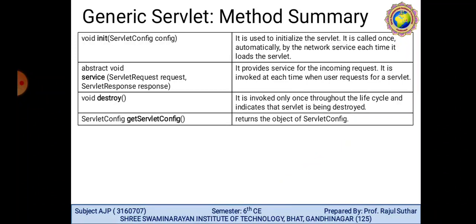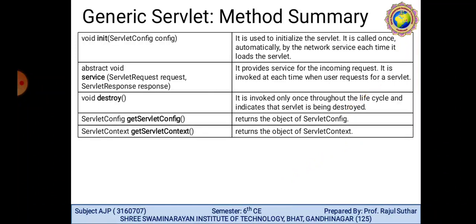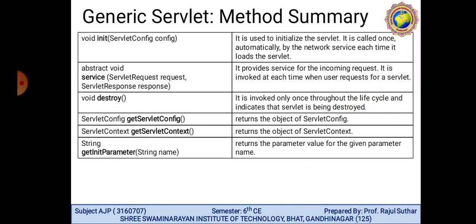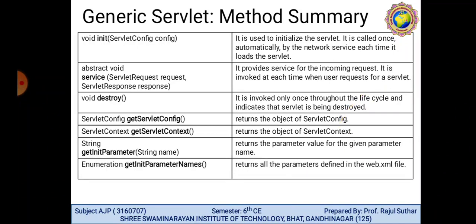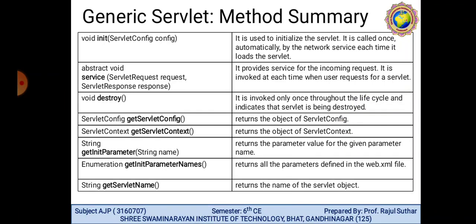ServletConfig getServletConfig returns the object of ServletConfig. ServletContext getServletContext returns the object of ServletContext. String getInitParameter(String name) returns the parameter value for the given parameter name. Enumeration getInitParameterNames returns all the parameters defined in the web.xml file. String getServletName returns the name of the servlet object.